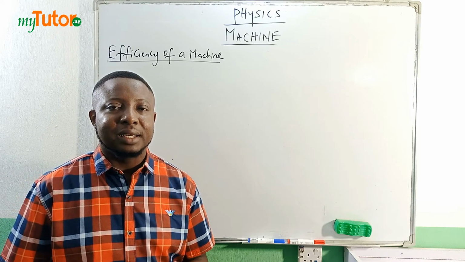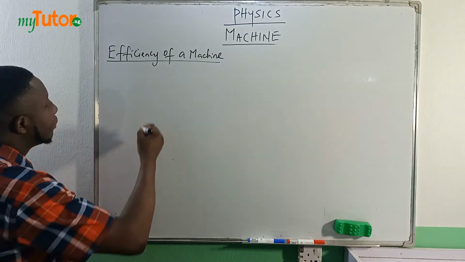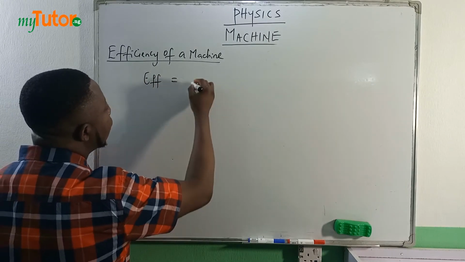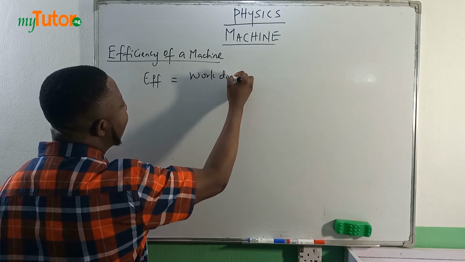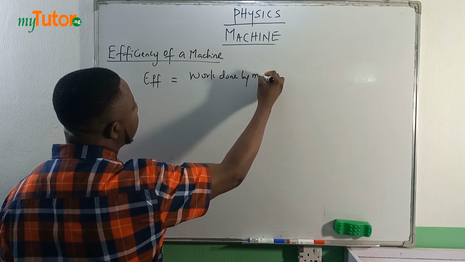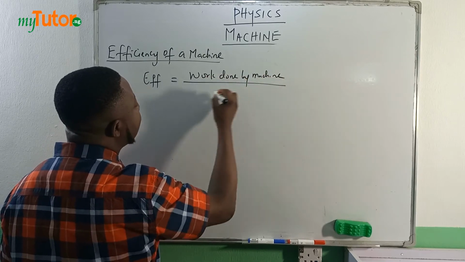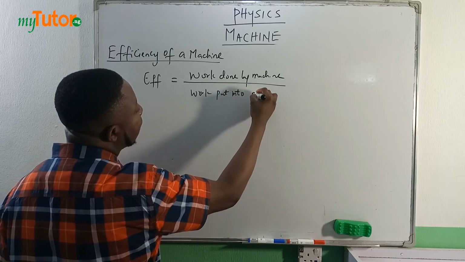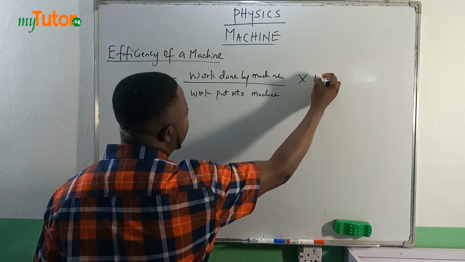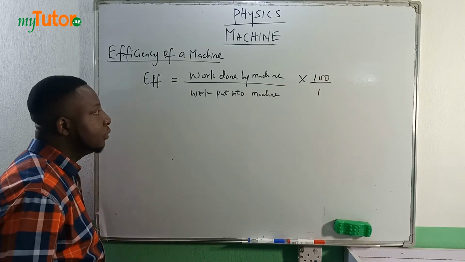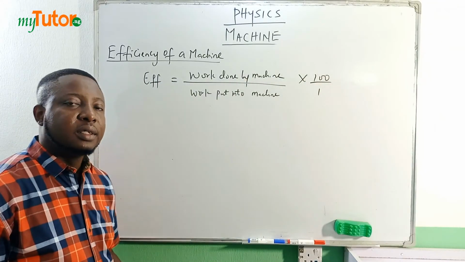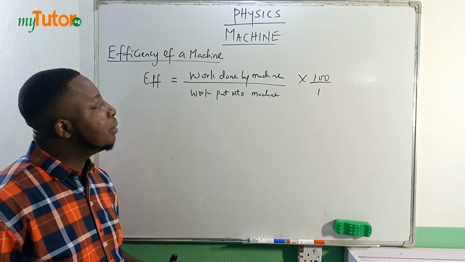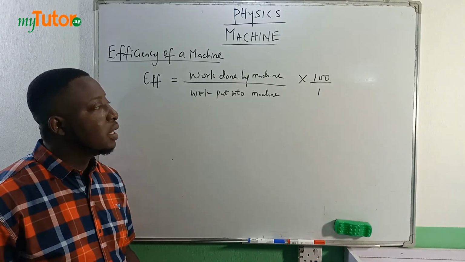So mathematically, the efficiency of a machine is equal to the work done by the machine divided by the work put into the machine times 100 over 1. So we're saying that the efficiency of a machine is the work done by the machine divided by the work put into the machine times 100 over 1.